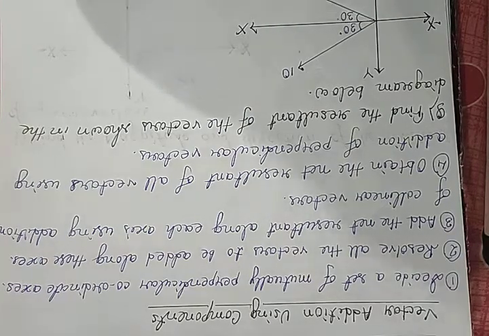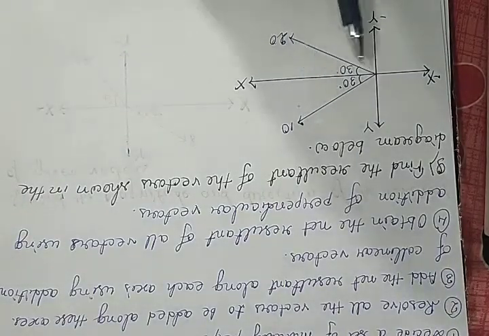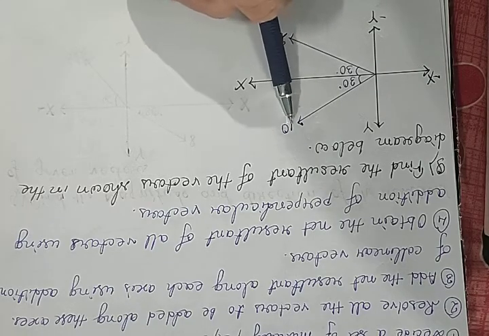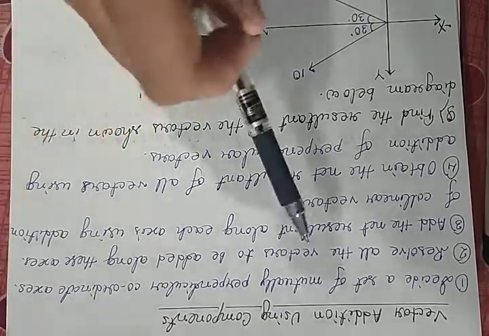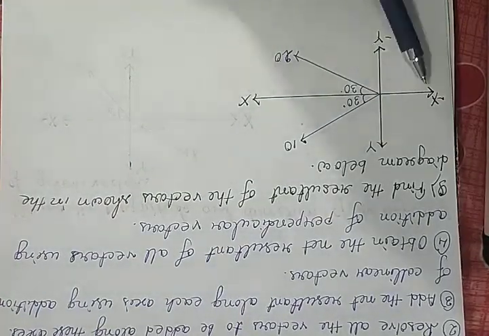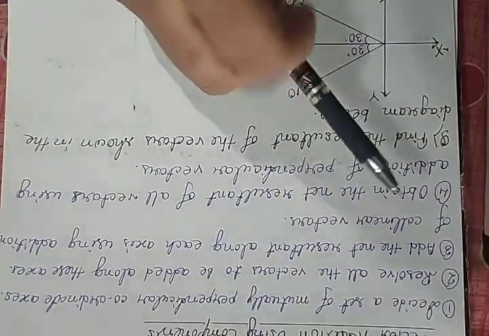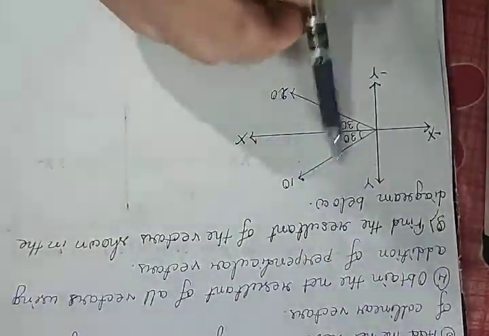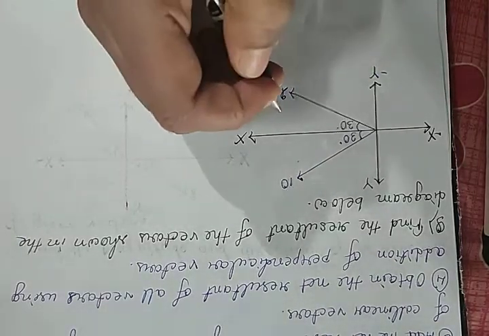Okay, suppose two vectors are given. So I will explain this problem. Here two vectors are given. The magnitude of the first vector is 10, the magnitude of the second vector is 20. So the first point is to decide a set of mutually perpendicular coordinate axes. The axes are already given, the x-axis and y-axis, so we don't have to choose the axes. The second point is to resolve all the vectors to be added along these axes. That means you have to resolve both the vectors, correct? Now let us resolve these two vectors.